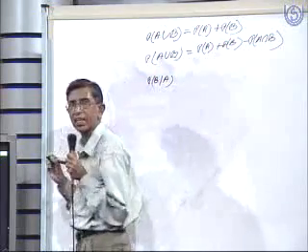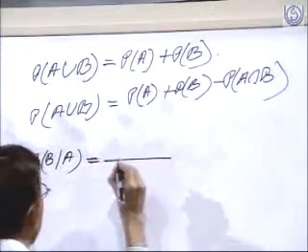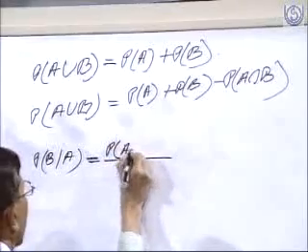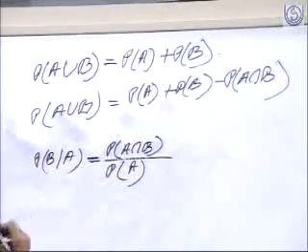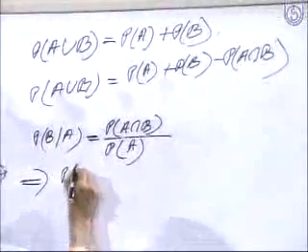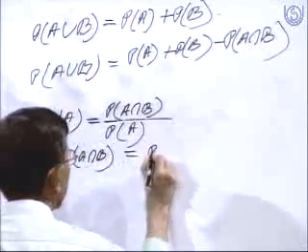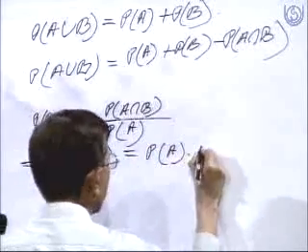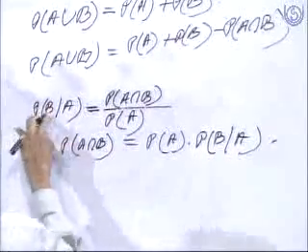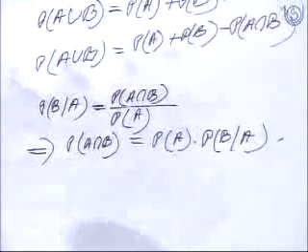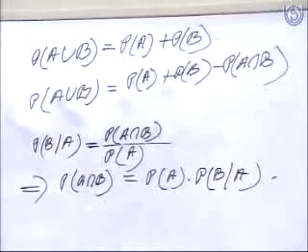So this can be written as the product of, or rather the ratio of, probability A and B to the probability of A. Now from here we can define probability of A and B as the product of probability of A and probability of B given A. Similarly, we can write the probability of A given B as the ratio of probability of A and B divided by the probability of B.